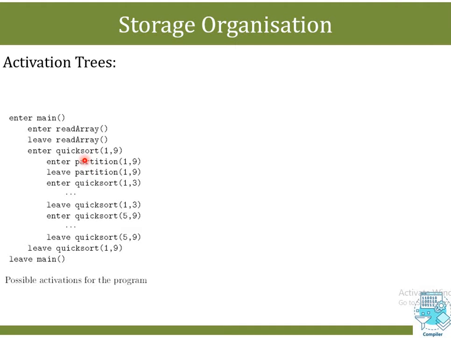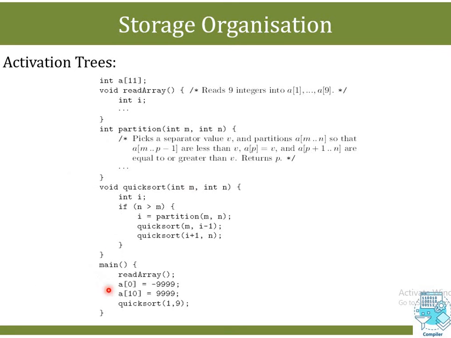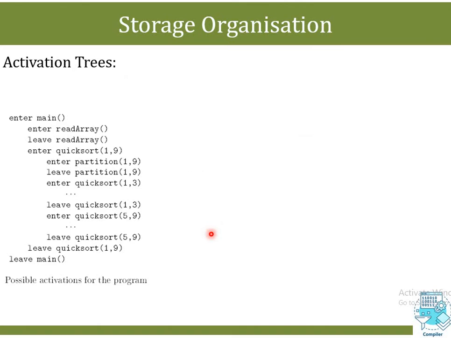As I said, once the control enters the partition function, an activation record will be created and placed in the stack. Then the control will be leaving partition. Once after leaving the partition function, next what happens? The control goes to quick sort of m comma i minus 1. Okay, so quick sort of 1 comma 3 in this case.